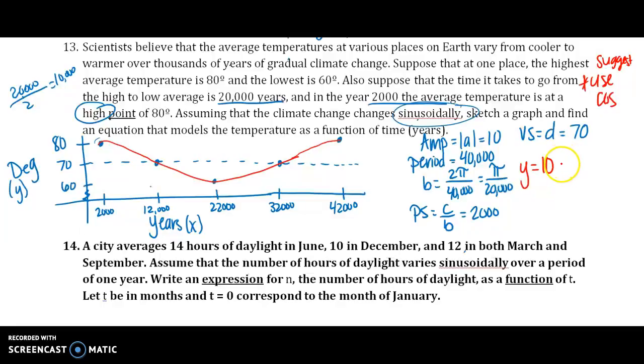So here, y equals 10 cosine of pi over 20,000 times x minus 2,000, and I'm about to go off the screen. And then you would add 70. I'm sorry about that. I'll rewrite it down here for you. There you go.